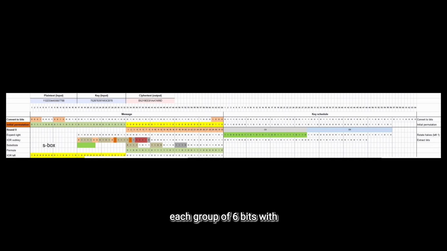Each group of 6 bits will give us an address in a different S box. Located at that address will be a 4-bit number. This 4-bit number will replace the original 6 bits. The net result is that the 8 groups of 6 bits are transformed into 8 groups of 4 bits. The 4-bit outputs from the S boxes form 32 bits total.